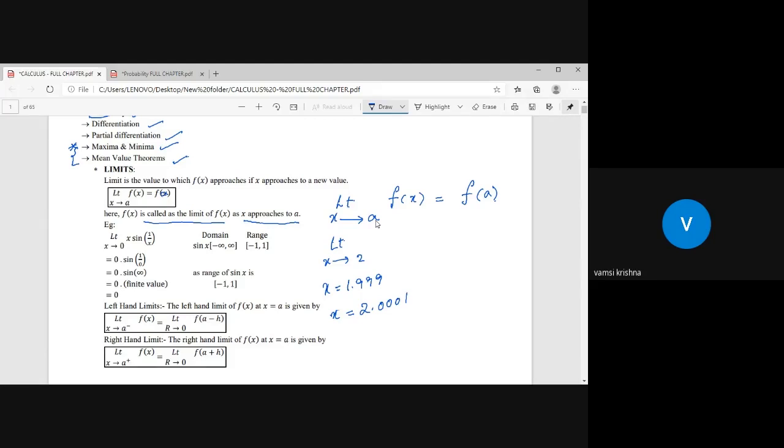Yes, so let's take an example. We have a limit like x into sine 1 by x. The domain of sine x is minus infinity to plus infinity, so you can take values from minus infinite to plus infinite. But the range of the values, sine 0, sine 1, sine 45, sine 90, will be in between minus 1 to plus 1 only. If you put 0 in place of x, 1 by 0 is infinite, which is something like an indeterminate value, but sine infinite is a finite value. So it should be 0.